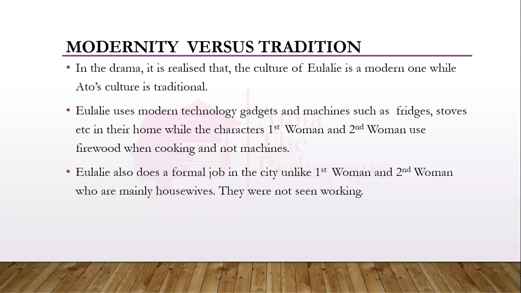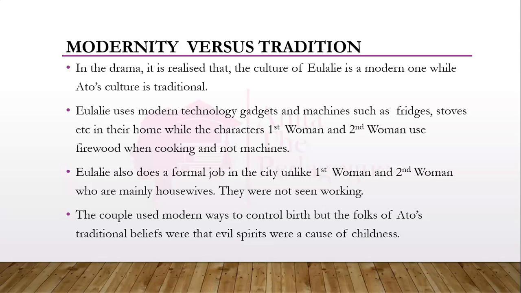Again, we see another element of modernity versus tradition when we see that Olele is a woman who is doing a formal job in the city together with her husband Atu. Unlike first woman and second woman, who traditionally remain as housewives and are not in any formal work at all. In addition, the couple used modern ways to control birth, but the folks of Atu, with their traditional beliefs, do not accept this. They believe that evil spirits actually cause childlessness.